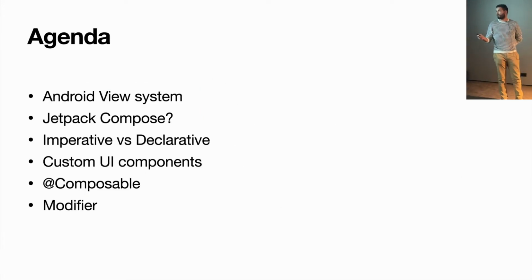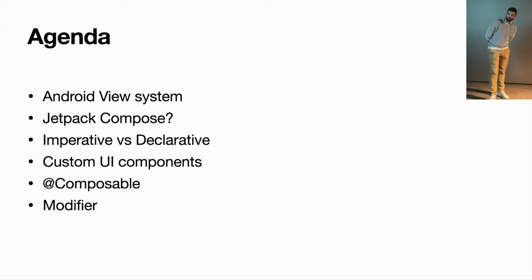So, okay, let's look at the agenda. My concept of today's topic is going to be to take a look into the current Android view system, like what is happening behind. Then we will talk about Jetpack Compose in general. Some key concepts like imperative versus declarative programming paradigm, which is a bit of a change if you come from the Android view system. Custom UI components, how they are done in the Android view system and Jetpack Compose.